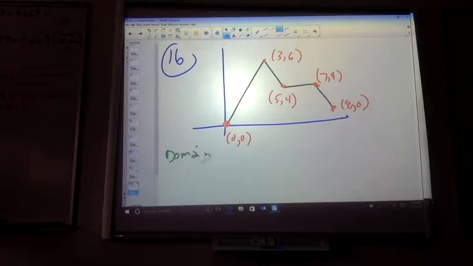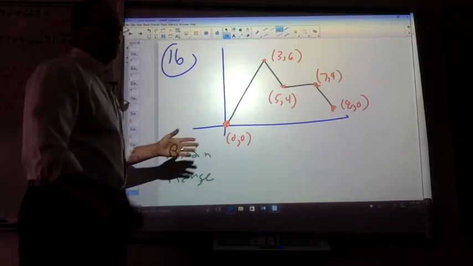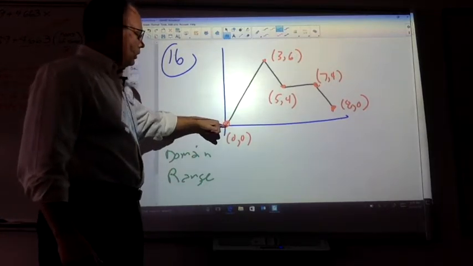Domain, and again, this is brand new stuff, so don't be like, oh my gosh, I don't get it at this point. You're not supposed to get it. If you do get it at this point, we need to put you in the higher math class, which is okay. All right, so the domain is the x value. So I'm going this way in the x direction.